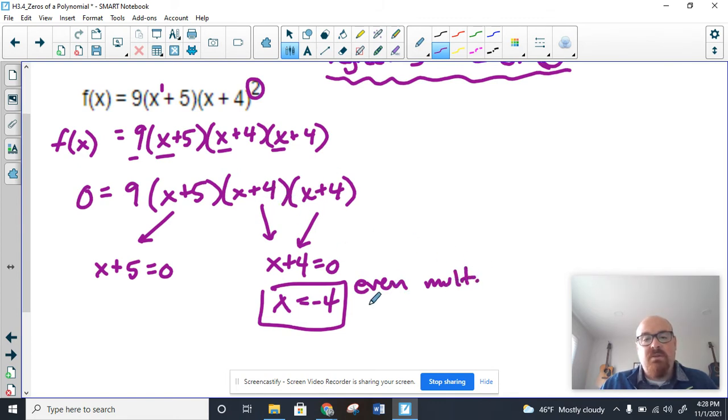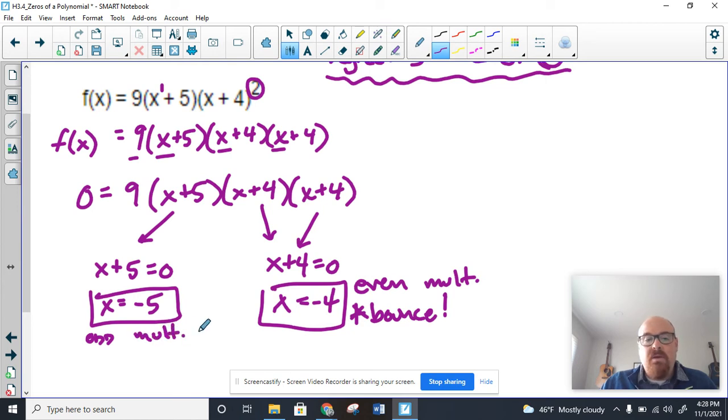So we have even multiplicity, and when there's even multiplicity, we know that the graph is going to bounce at negative 4. Over here, coming back to this one, we subtract 5 from both sides. We see that this only happens from this one factor. So this has an odd multiplicity, or a multiplicity of just 1. Okay, and when you have odd multiplicity, you're going to cross. The graph is going to cross at that value.